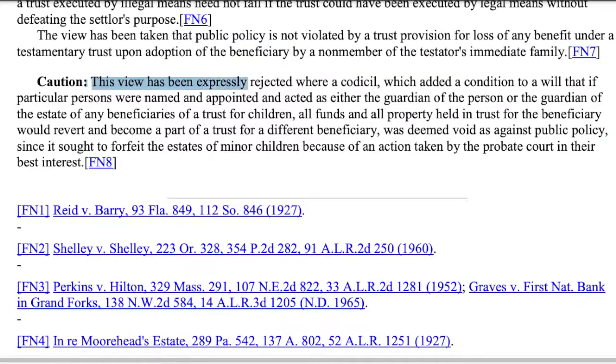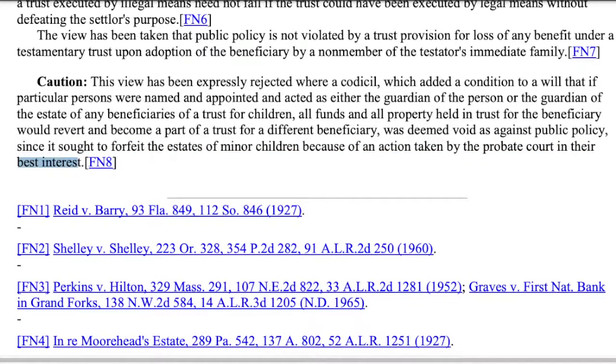This view has been expressly rejected where a codicil, which added a condition to a will that if particular persons were named and appointed and acted as either the guardian of the person or the guardian of the estate of any beneficiaries of a trust for children, all funds and all property held in trust for the beneficiary would revert and become a part of the trust for a different beneficiary, was deemed void as against public policy, since it sought to forfeit the estate's minor children because of an action taken by the probate court in their best interest.